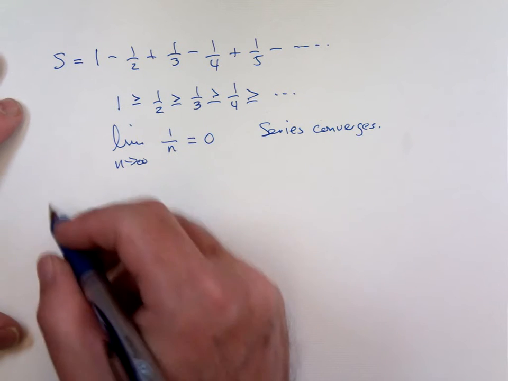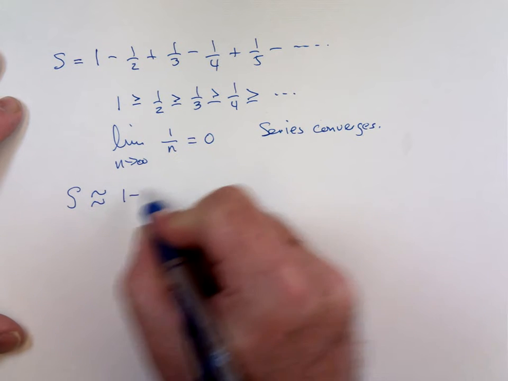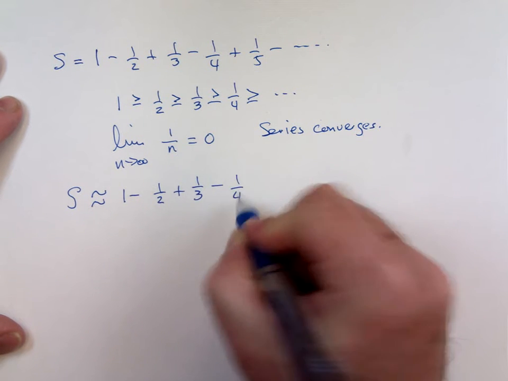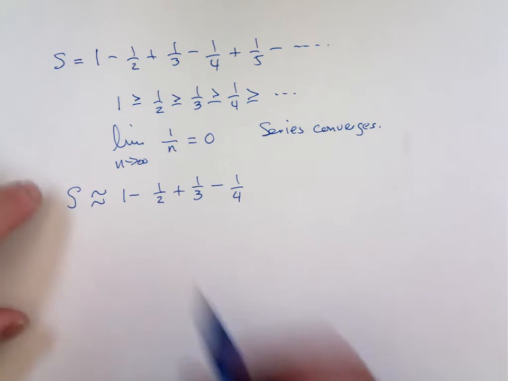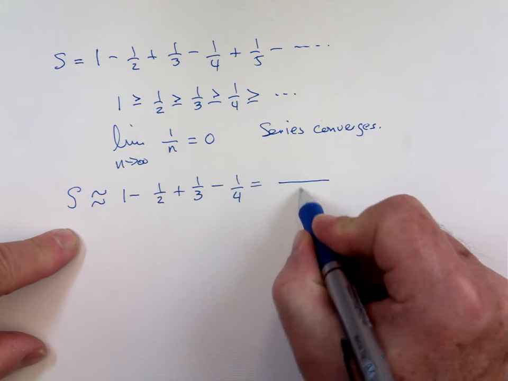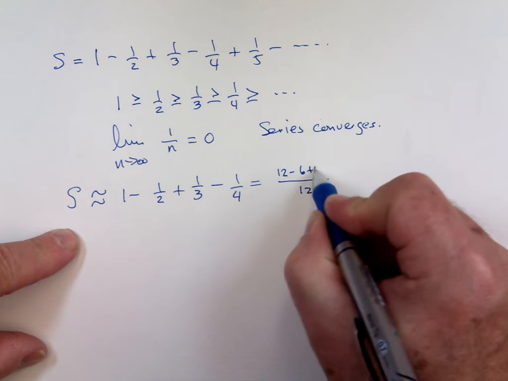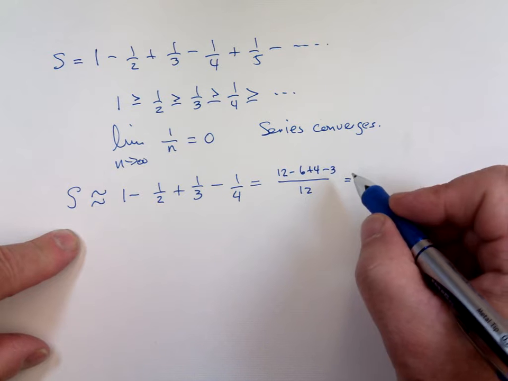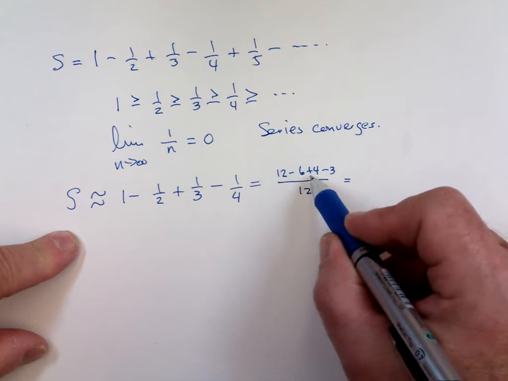This sum is approximately equal to, let's take the first 4 terms to approximate the sum of this series. The sum of these first 4 terms, let's go to 12: 12 minus 6 plus 4 minus 3. That's equal to, what, 3/4 or something? 6, 10, no, 6, 10, 7 twelfths.